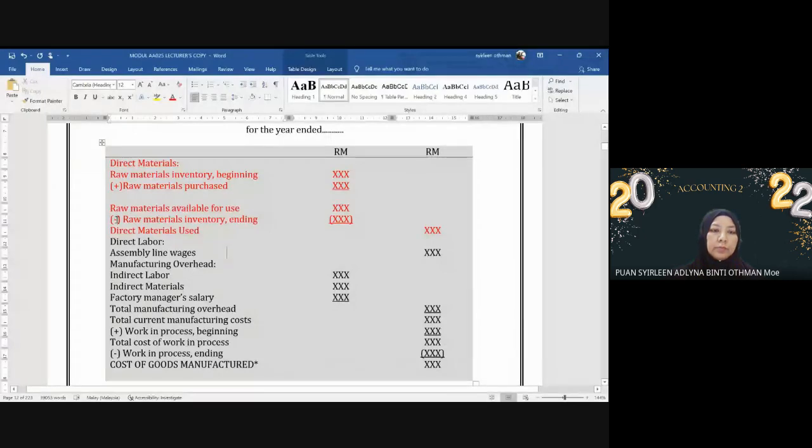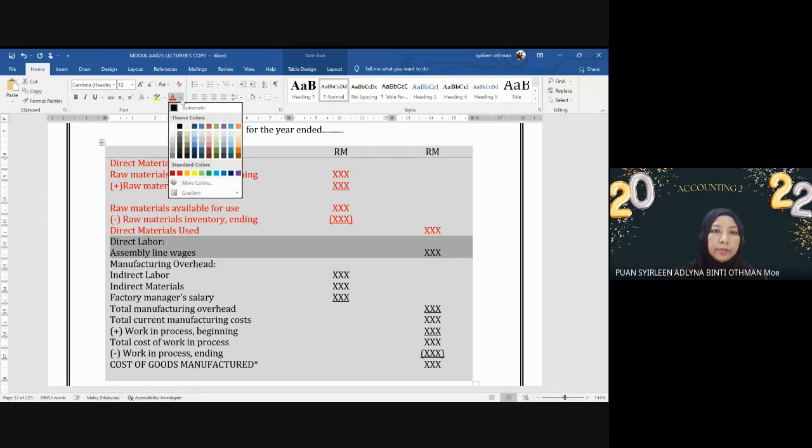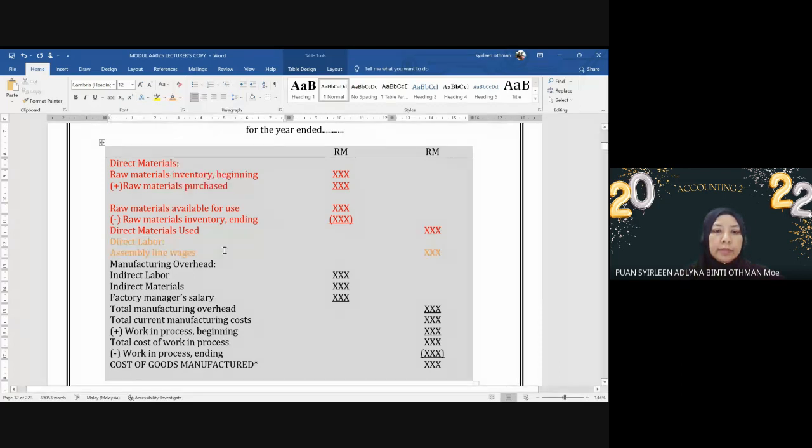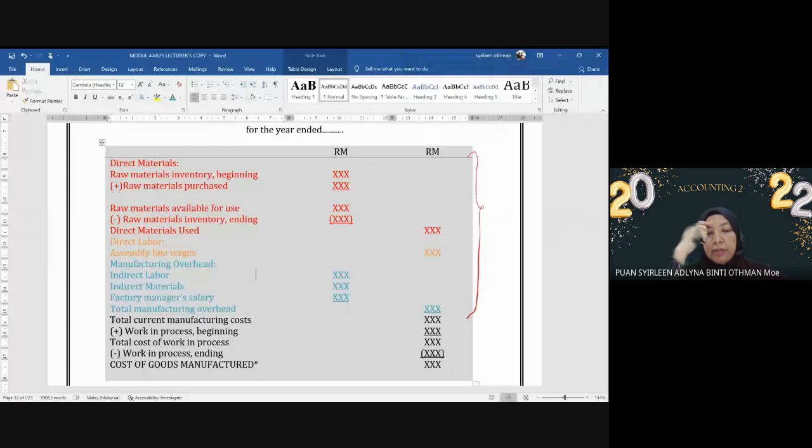Okay, lepas tu kita akan campurkan dengan direct labor ataupun buruh langsung. Okay, that one madam colorkan dengan orange. Okay, alright, that will be your direct labor. Lepas tu kita campurkan dengan manufacturing overhead. Okay, so that one ialah MOH. Okay, kalau you tengok dekat sini, apa yang kita kira dekat atas ni is actually manufacturing cost. Okay, ataupun the one that you did earlier. Yeah, so this is your direct material. Okay, this is your direct labor and this is your manufacturing overhead. Okay, alright. Kita tengok direct material dulu.